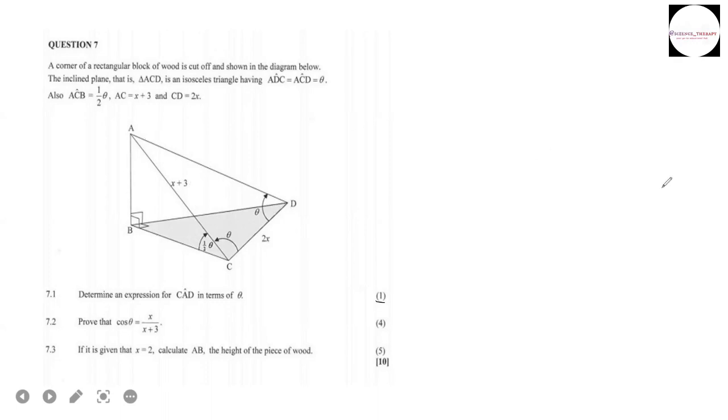So as we can see here, if we just highlight this triangle, ACD, we can now determine the expression for CAD, which is this angle here. If we have theta and theta, then that means this one needs to be 180 minus 2 theta. So that's all we are supposed to say for 7.1. CAD is equal to 180 minus 2 theta.